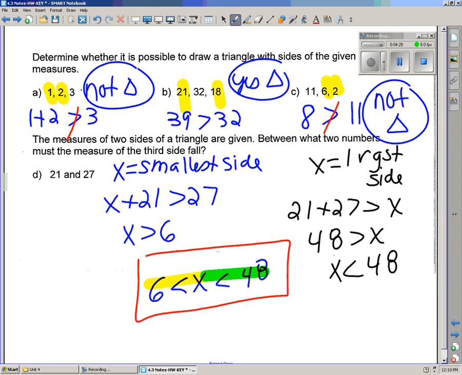The shortcut to figure this out, really, is just add and subtract those values. If you add and subtract the values, you find all of your possible sides, because 21 plus 27 is 48. 48 is the largest value. It's got to be less than that. And 27 minus 21 is 6. That's the smallest value, but you've got to be more than that.